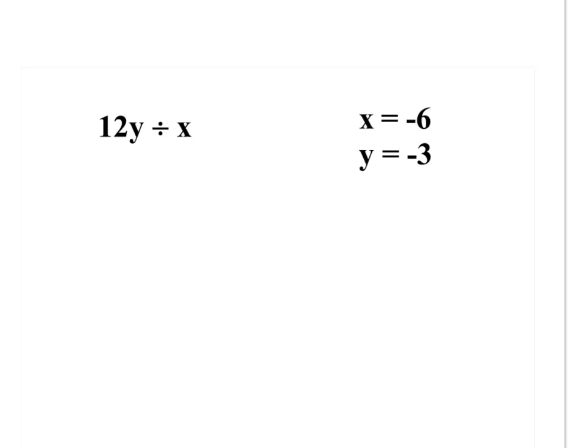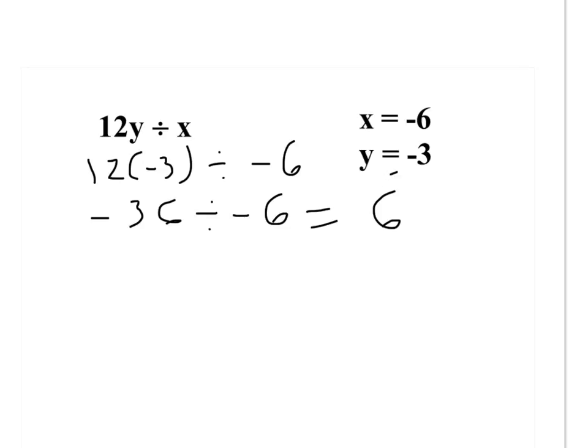Alright, write this down. So I replace y with negative 3 and replace x with negative 6. I multiply and divide left to right. So I'm going to multiply 12 and negative 3, which is negative 36. Negative 36 divided by negative 6 is positive 6.